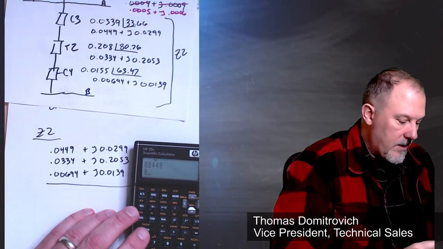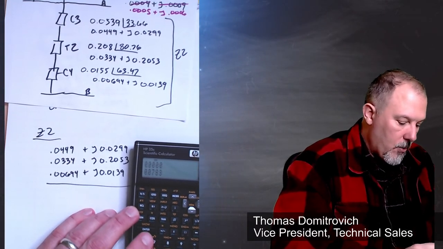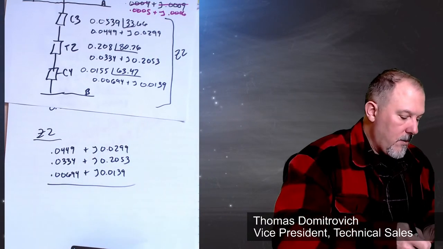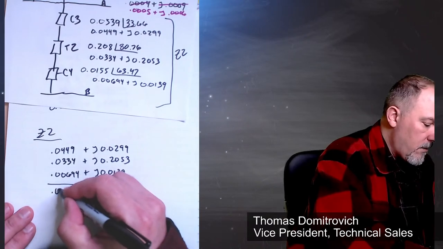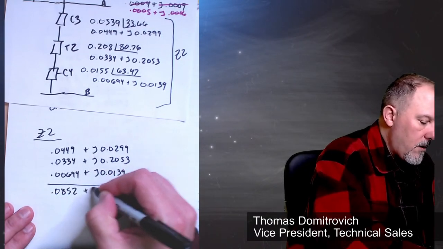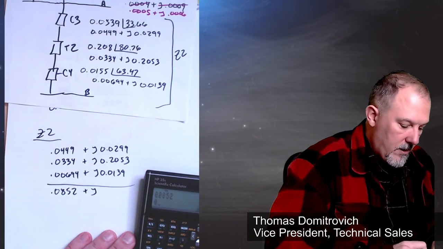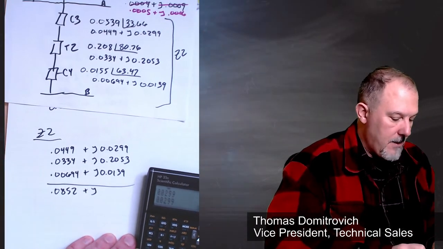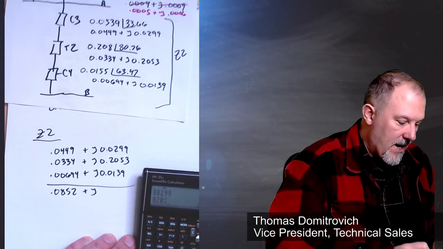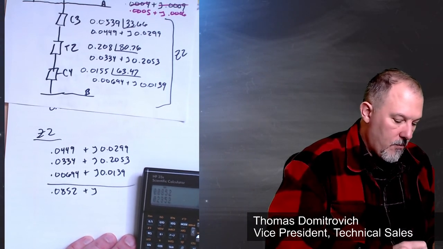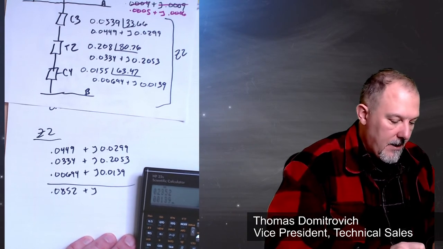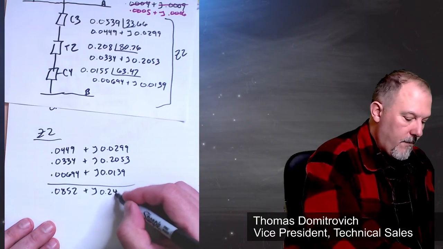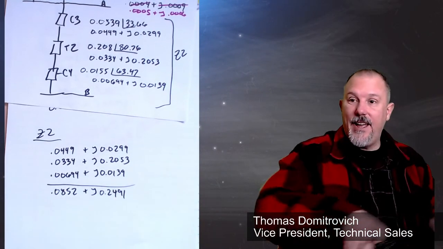0.0449, 0.0334, 0.00694, 0.0852. Then 0.0299, 0.2053, 0.0139, 0.2491. Okay, we're almost there.